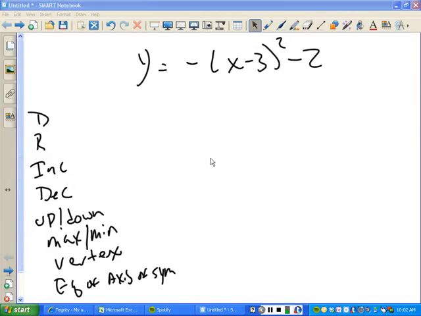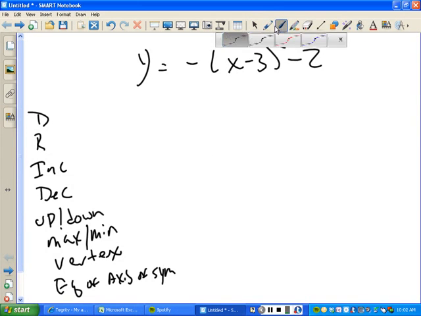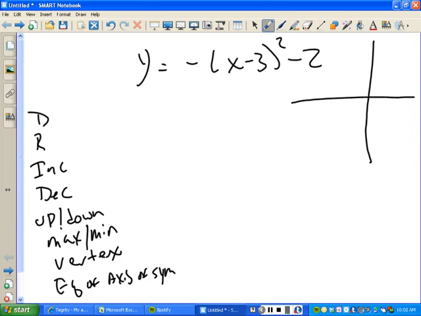So the domain here is negative infinity to infinity. It's a parabola. Let's first of all sketch it. This goes over 3, down 2, and it's a parabola that looks like this.